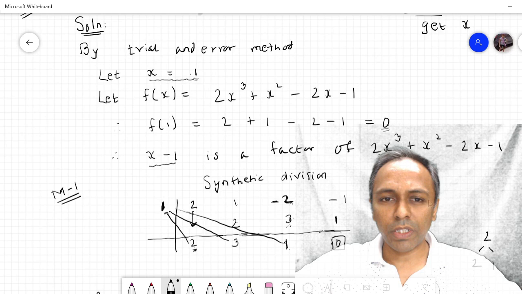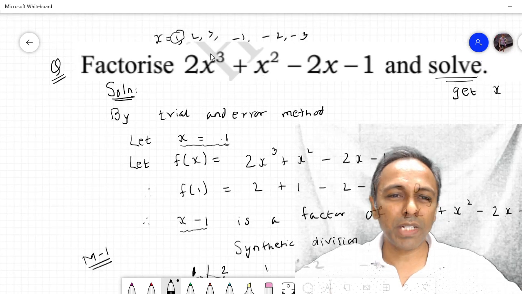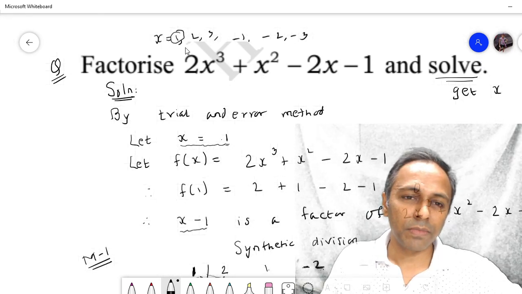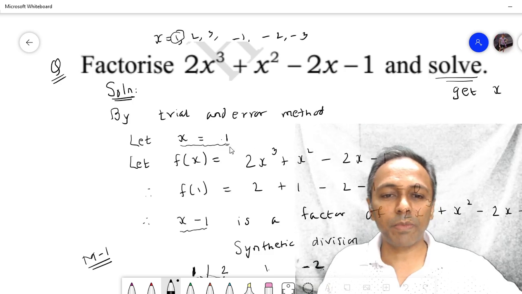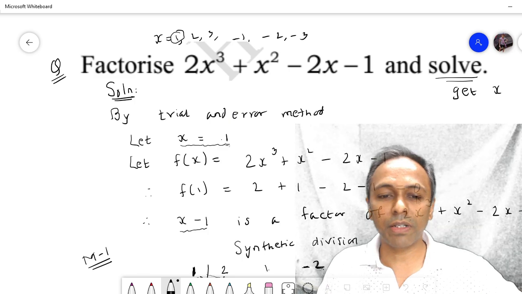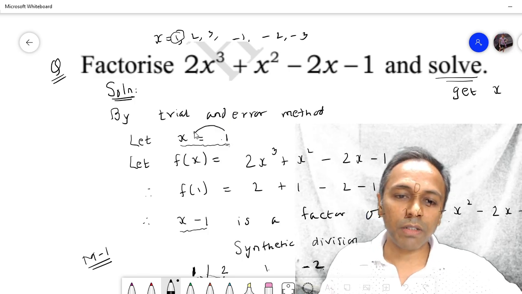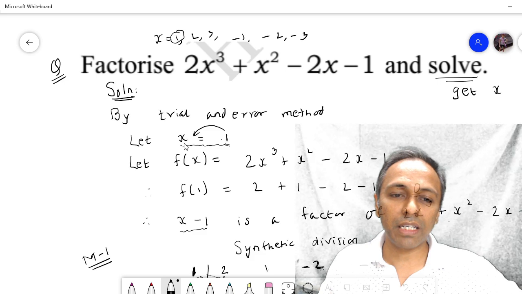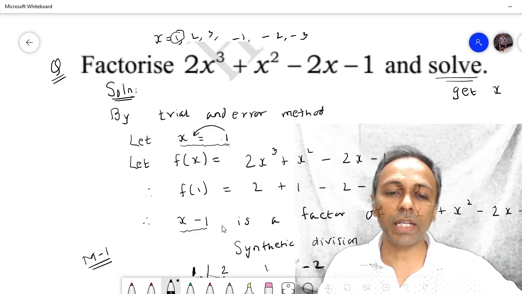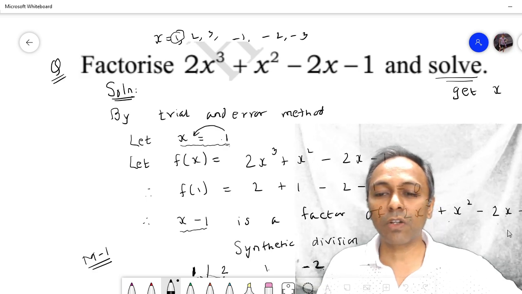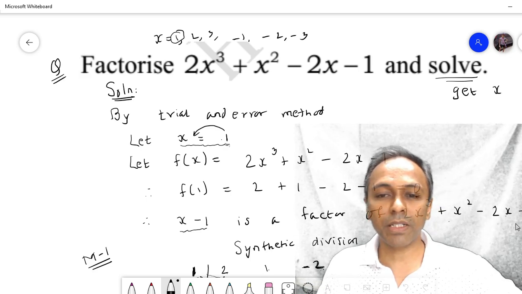But we always go with the order. Order means it is better to start with the positive value first. Let's quickly recap. By trial and error method we had already checked that 1 is fulfilling the polynomial, so you will get the remainder 0. Take this 1 here for your understanding and imagine x minus 1 came, so write x minus 1, don't write equal to 0 further, is a factor of 2x cube plus x square minus 2x minus 1.